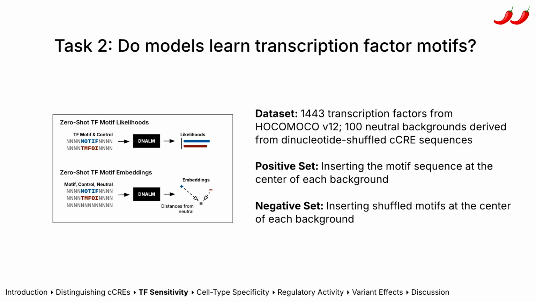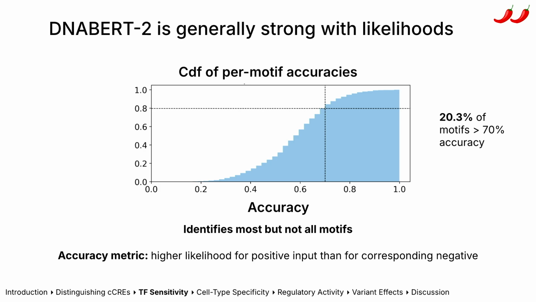So let's take a look at DNABERT again, specifically in the likelihood setting. In here, we define an accurate prediction as one in which the model assigns a higher likelihood to insertion of the true motif than to the shuffled one. And then we see that model performance is generally effective, but not perfect. So the plot here shows the CDF for the accuracy of each motif, and the line for convenience is at 70% accuracy. And we see that around 20% of motifs exceed that threshold.